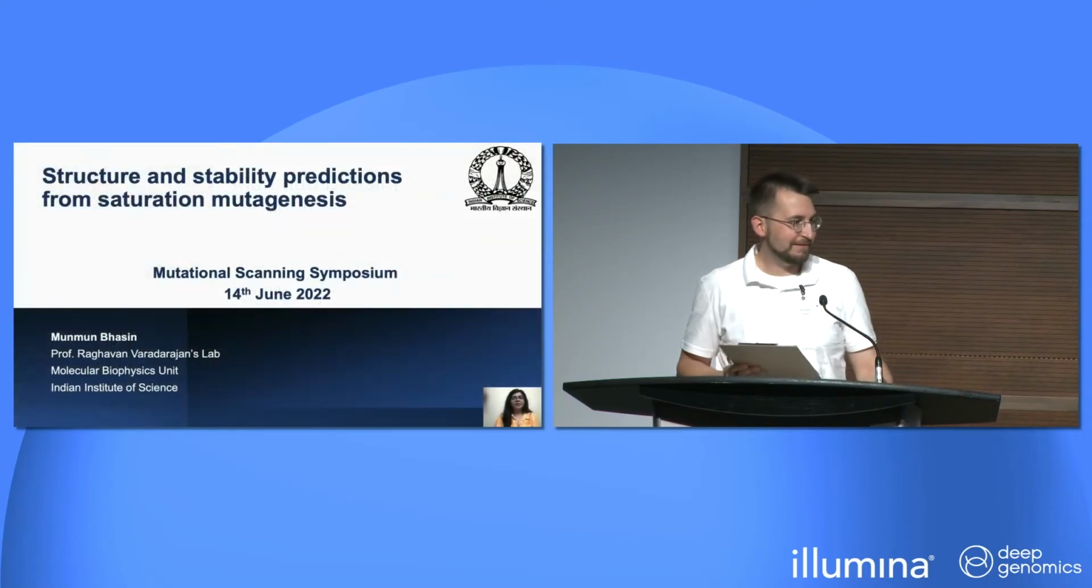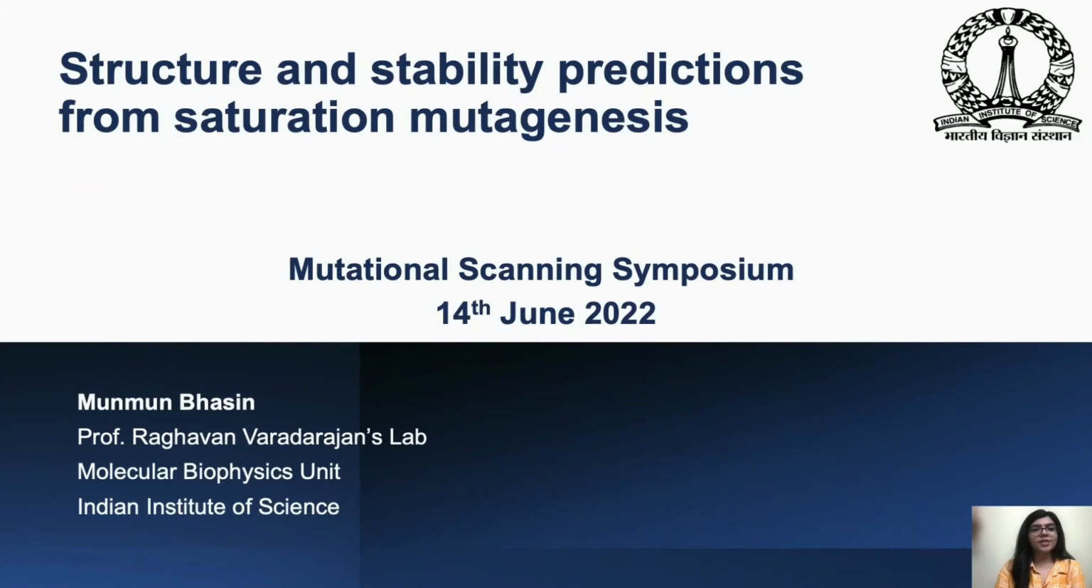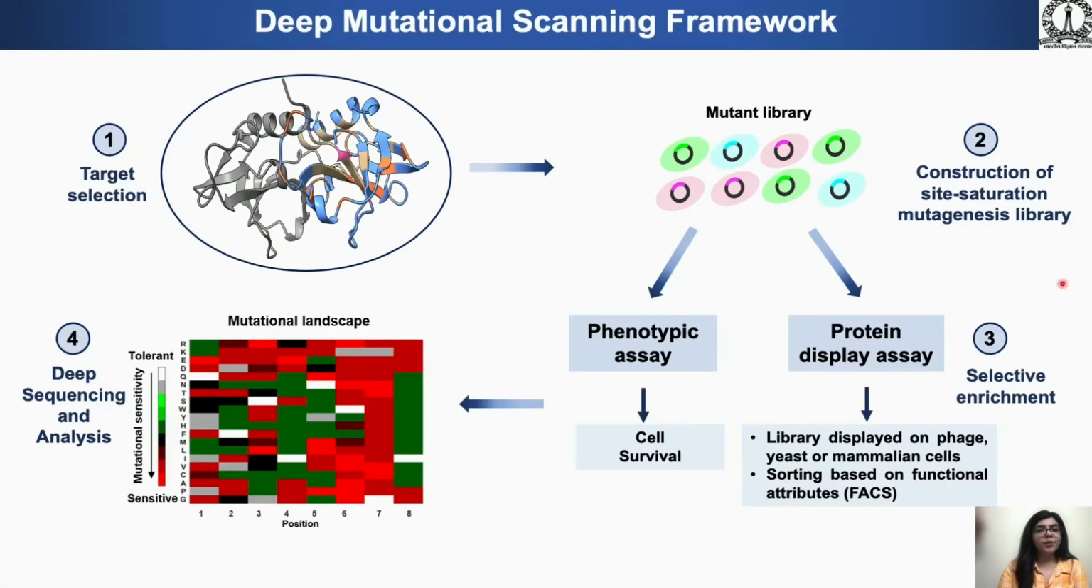Hello everyone. Today I will be talking about structure and stability predictions from saturation mutagenesis. To begin with, I'll walk you through the deep mutational scanning framework, which begins with target selection. This is followed by the construction of a site saturation mutagenesis library, in which every residue is mutated to all the other 19 amino acids.